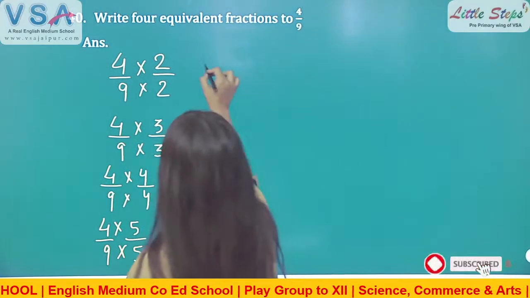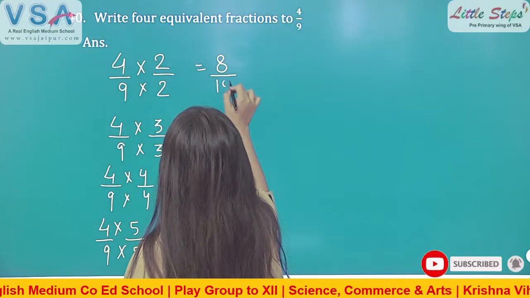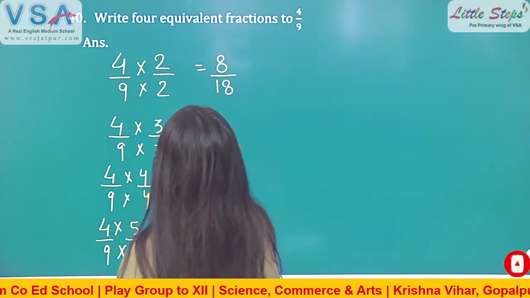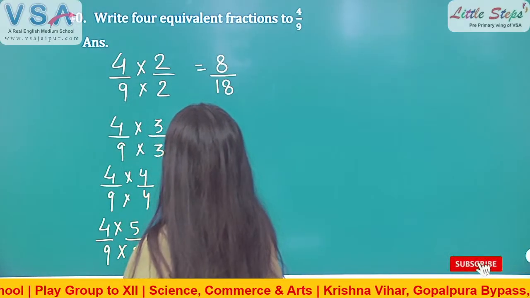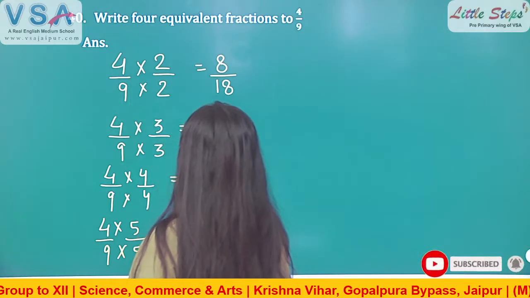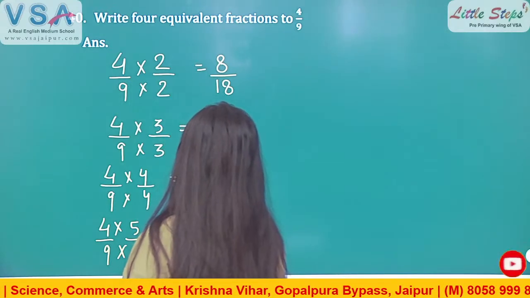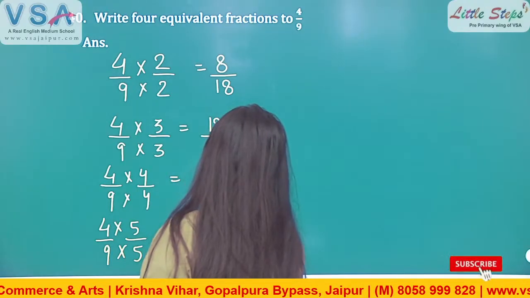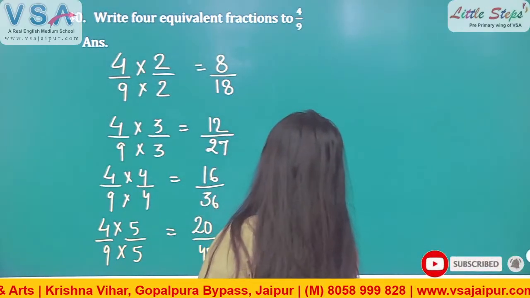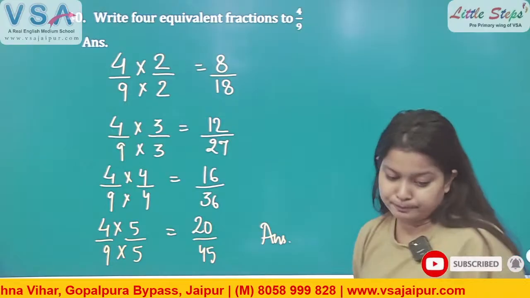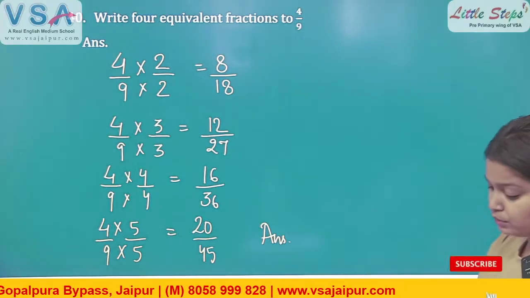So we have 8 by 18, 12 by 27, 16 by 36, 20 by 45. These are the answers. Clear? This is how you will do the long type of questions.